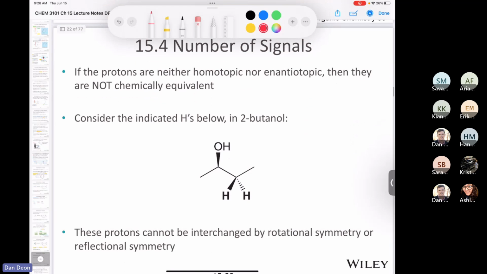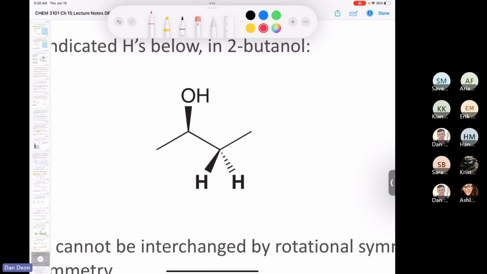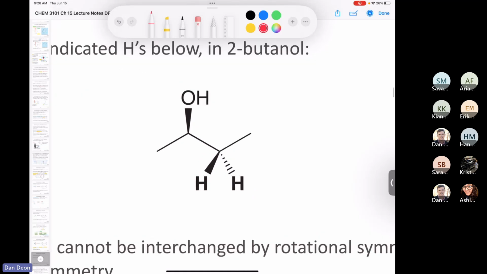Now, when we have protons that are diastereotopic, or we can say they're not homotopic or enantiotopic, they're not chemically equivalent. We could do the same thing with this compound here. So this is R-2-butanol, okay? So this is an R stereocenter here, right? We go 1, 2, 3, right? So it's going clockwise, so it's R. So we have a stereocenter in the compound, so there's no axis of rotational symmetry. There's no plane of reflectional symmetry.